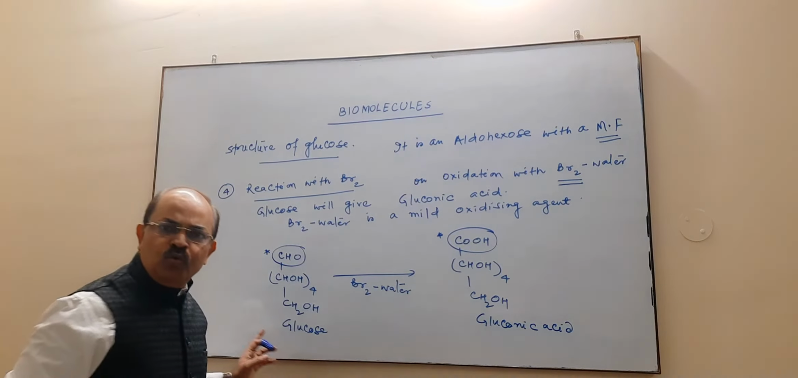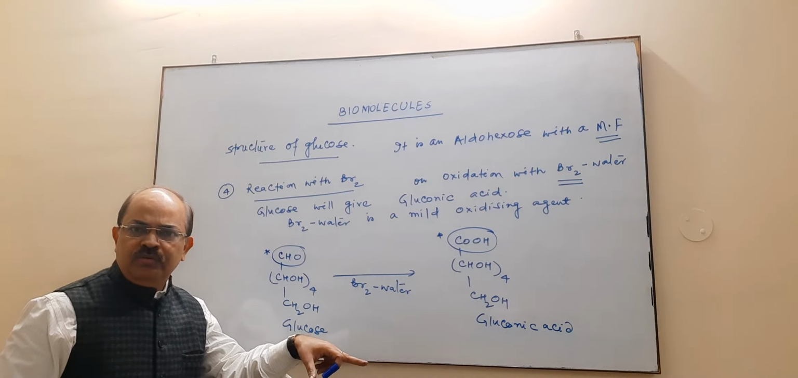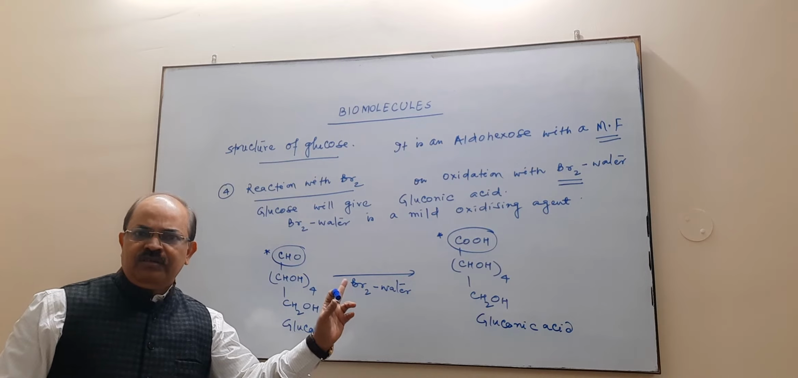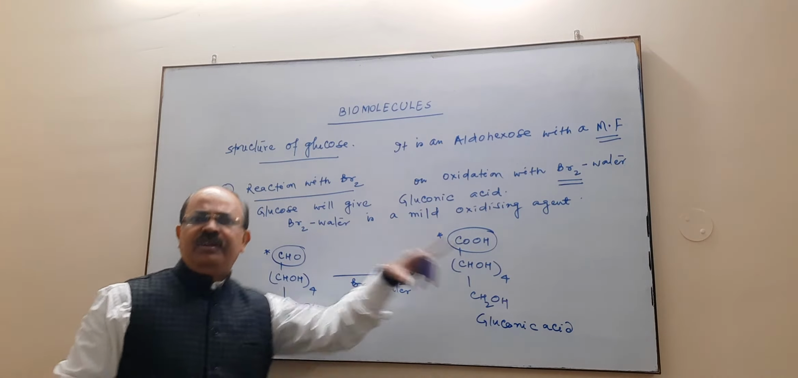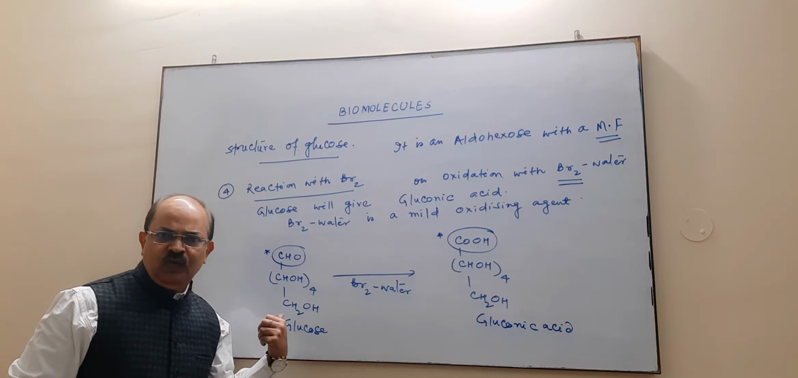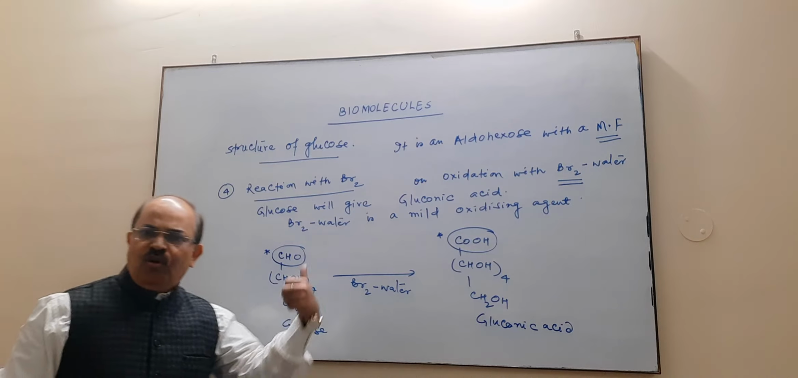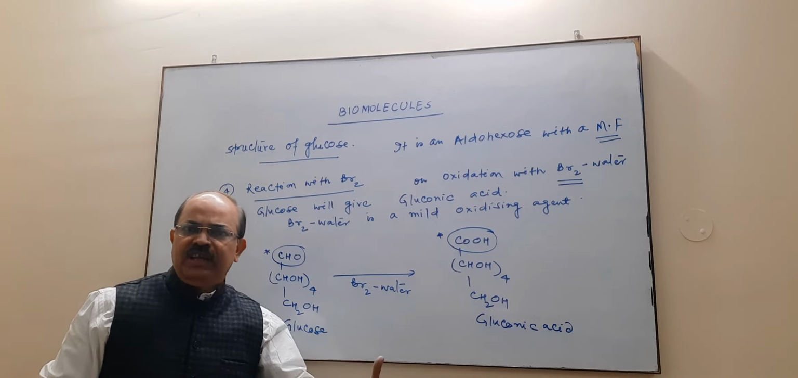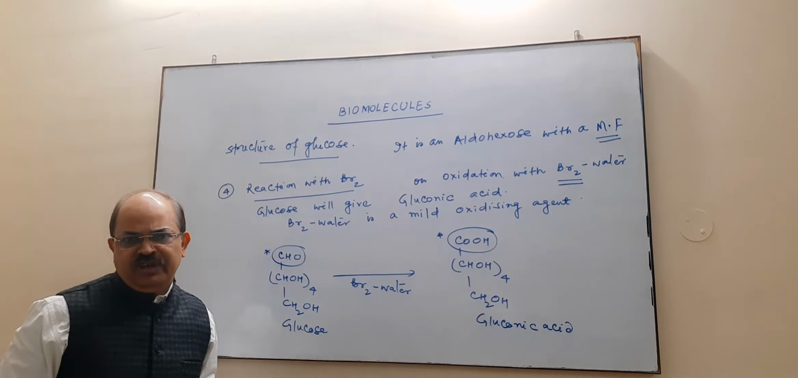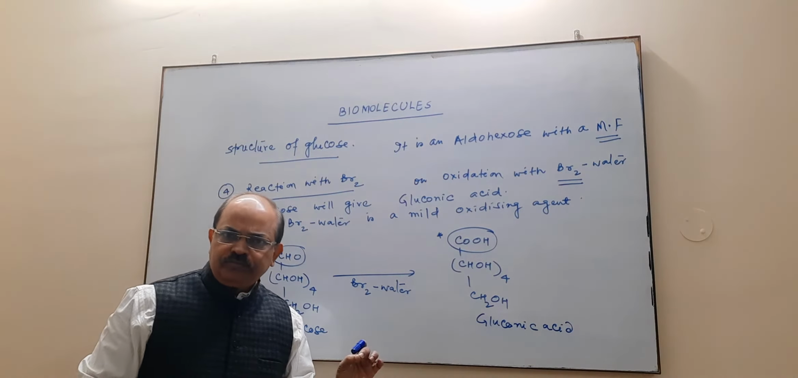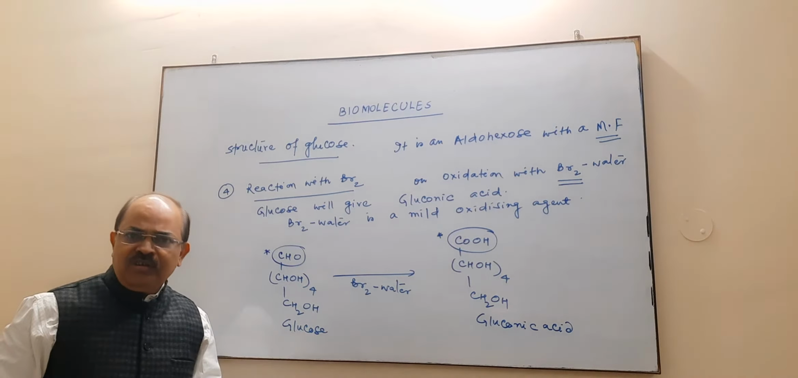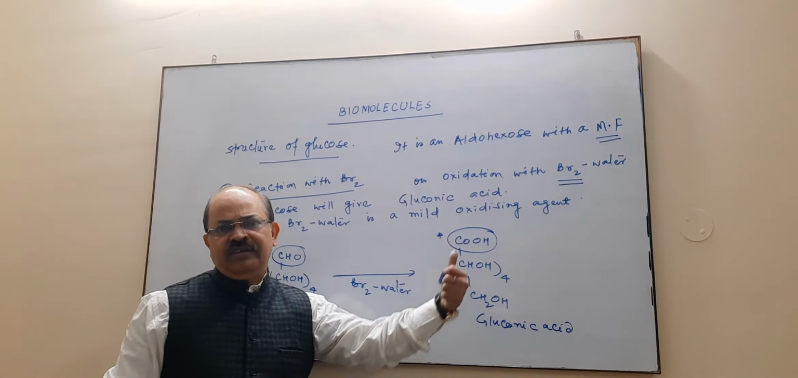So suppose if glucose contains a ketonic group, and a mild oxidizing agent like bromine water is not suitable to oxidize the ketonic group. मान लीजिए अगर ये कीटोनिक ग्रुप होता ग्लूकोज में, तो ये ब्रोमीन वाटर उसको ऑक्सीडाइज नहीं कर पाता. क्यों नहीं कर पाता? Because your bromine water is not a strong oxidizing agent. It is only suitable to oxidize the aldehyde to carboxylic acid and not the ketone to carboxylic acid.